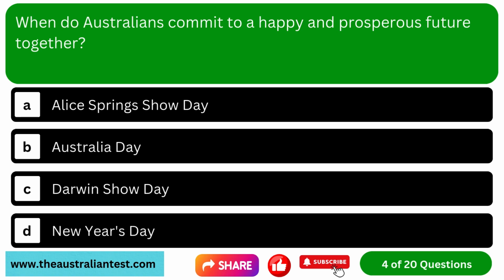Question 4. When do Australians commit to a happy and prosperous future together? Option A, Alice Springs Show Day. Option B, Australia Day. Option C, Darwin Show Day. Option D, New Year's Day.